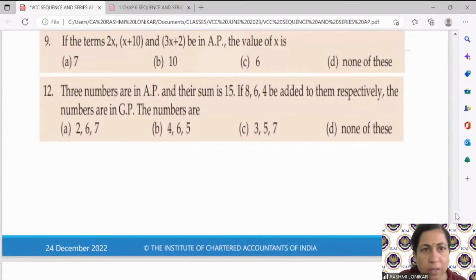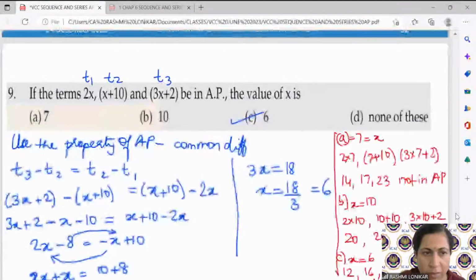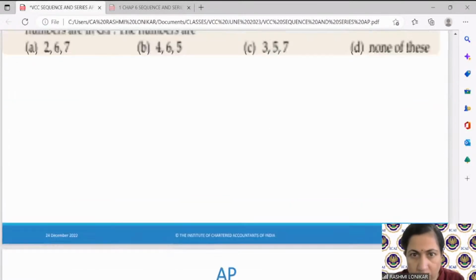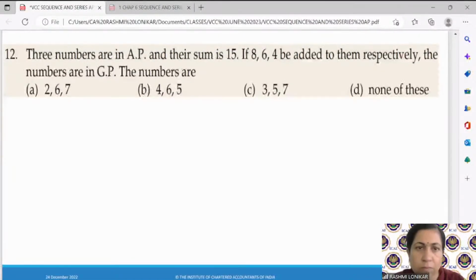So we are doing the exercise 6C. Now we are going to do the 12th sum from there. Three numbers are in AP and the sum is 15. If 8, 6 and 4 are added to them respectively, the numbers are in GP. We say that numbers are in GP when their ratios are equal, that is, the third term divided by the second term is equal to the second term divided by the first term.